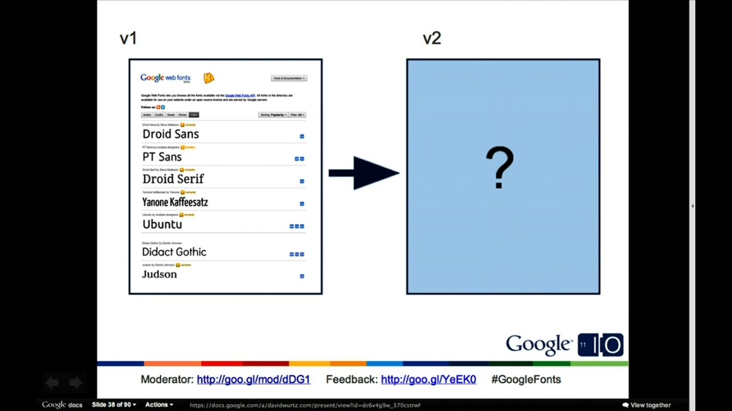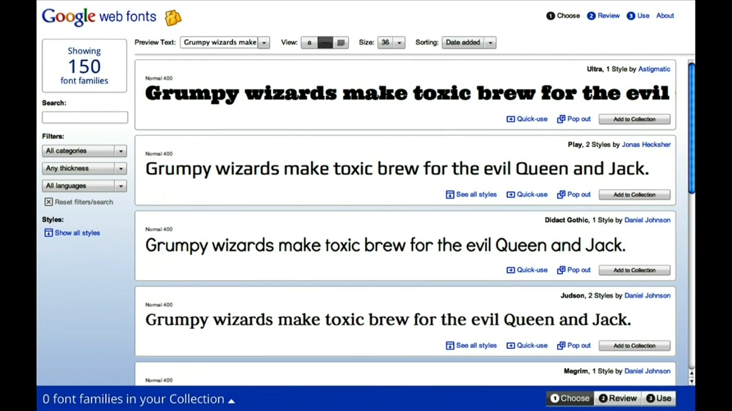So the V1 directory is currently available at google.com/webfonts. But what does the V2 look like? Here, I'm going to give you a quick demo of our V2. Now, just to note, this is a sneak peek. We're not announcing our timeline just yet, but this is something we're hard at work to productionize.